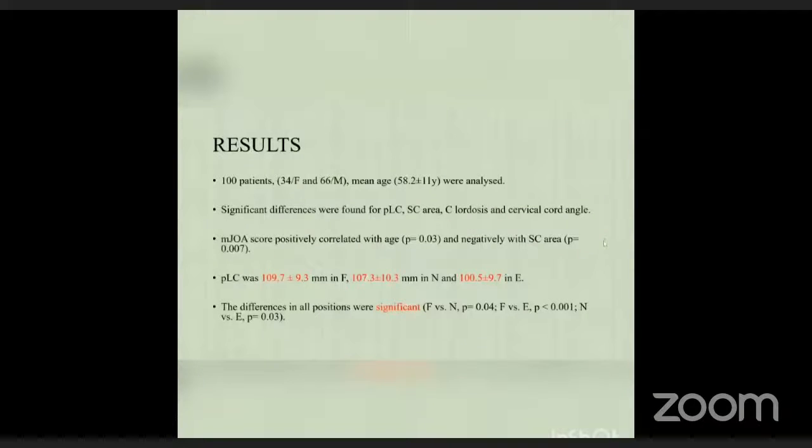So we assessed around 100 patients with a mean age of 58 years, and significant differences were found in the spinal cord area, posterior length of the cord, and cervical cord angle. And MJ square positively correlated with the age and negatively with the spinal cord area. And posterior length of the cord was the maximum in flexion and least in extension, and the differences in all positions were significant. And significant differences were noted in the spinal cord area as well in extension and neutral positions.